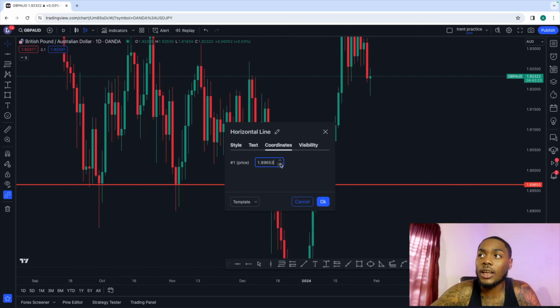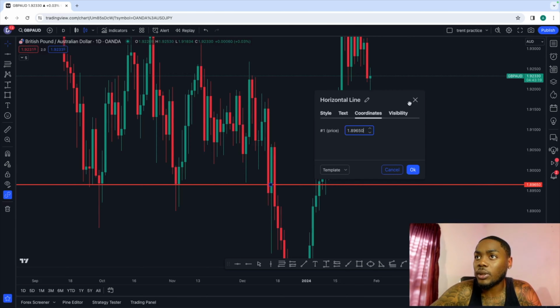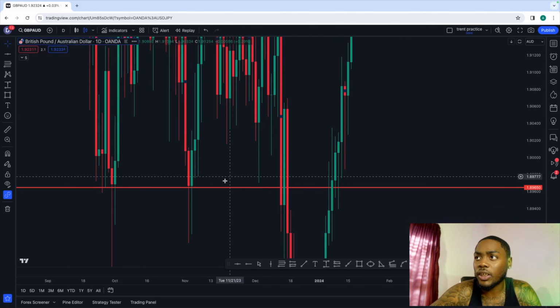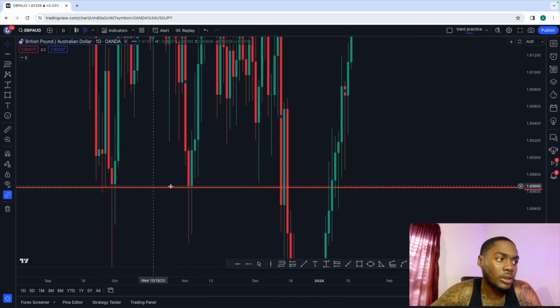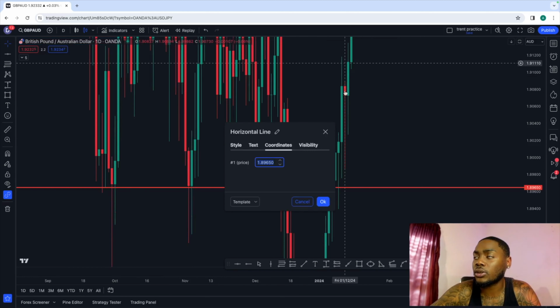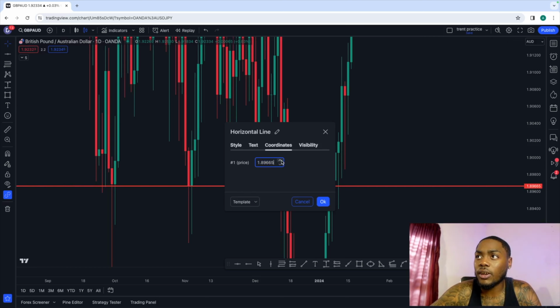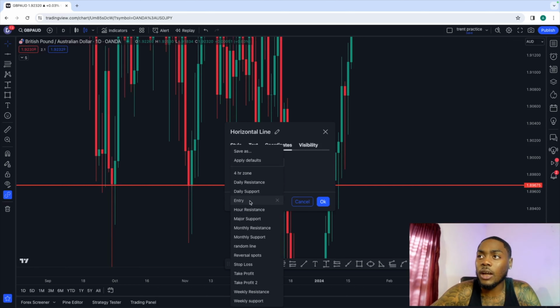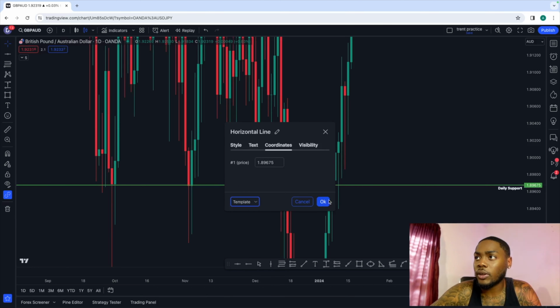So 1.89650. But it looks to be a little off. The 50 looks to be a little off. You can see it's a nice little gap between here. So I'm going to now go to the next nearest quarter point, which will be the 75. So let's go ahead and raise it up 25 pips or so, which is not perfect. We're going to label this a daily support.